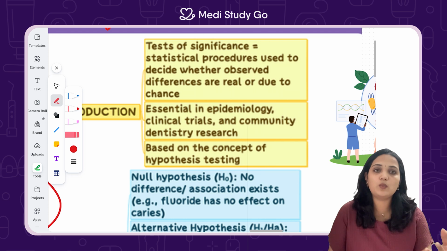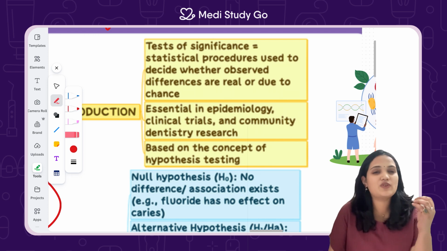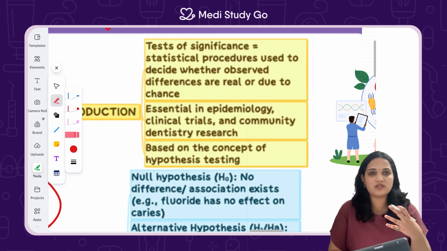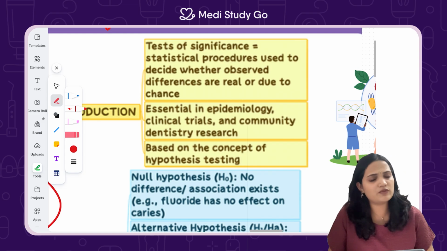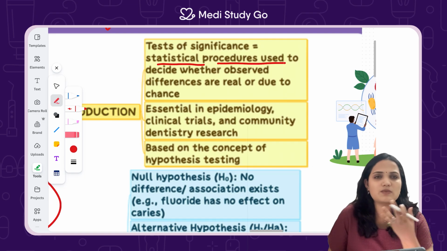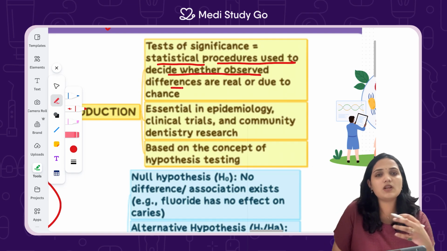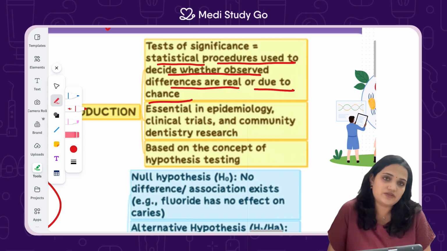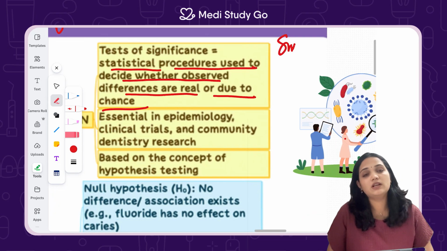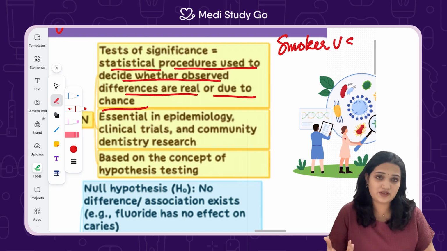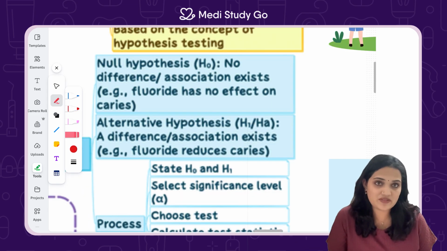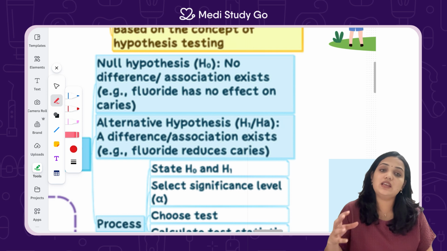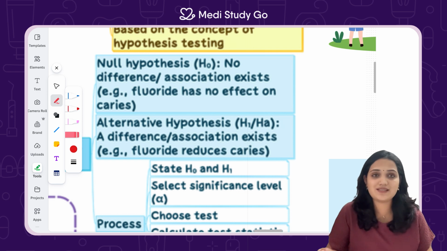Whenever we do a study, we compare something most of the time. For example, let's say we're comparing fluoride versus non-fluoride, or urban versus rural children, or we're seeing the difference between smokers and non-smokers. After comparing, we see a difference. Obviously, we'll see a difference. Now, the question is, is this difference actually real, or did it happen randomly? Tests of significance will help you decide: is there a real difference or is it a chance difference?